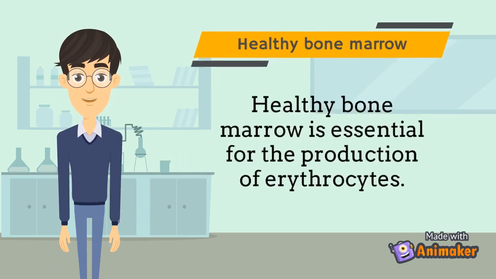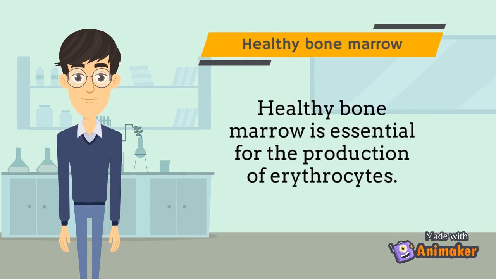Healthy bone marrow is essential for the production of erythrocytes. Normal erythropoiesis occurs in the bone marrow and is under the control of the hormone erythropoietin, which is produced by the kidneys, and other growth factors and cytokines.